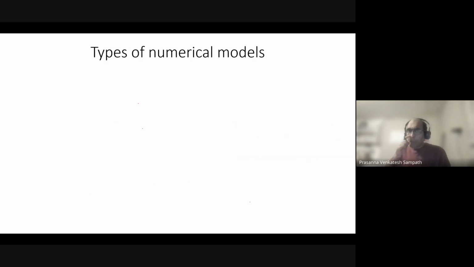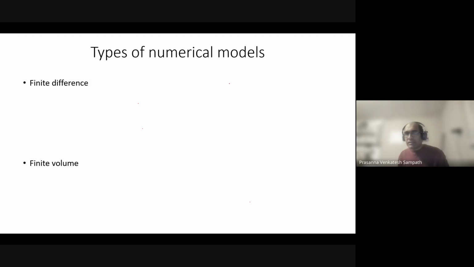Okay, now in our context, we are going to talk about numerical models alone, or mathematical models alone. Broadly speaking, I'm just going to limit it to two broad types of numerical models. There are other types available, but I will restrict myself to these two. One is called a finite difference numerical model, and the other is called a finite volume numerical model, right? Now, the distinction between the two, there are many distinctions.